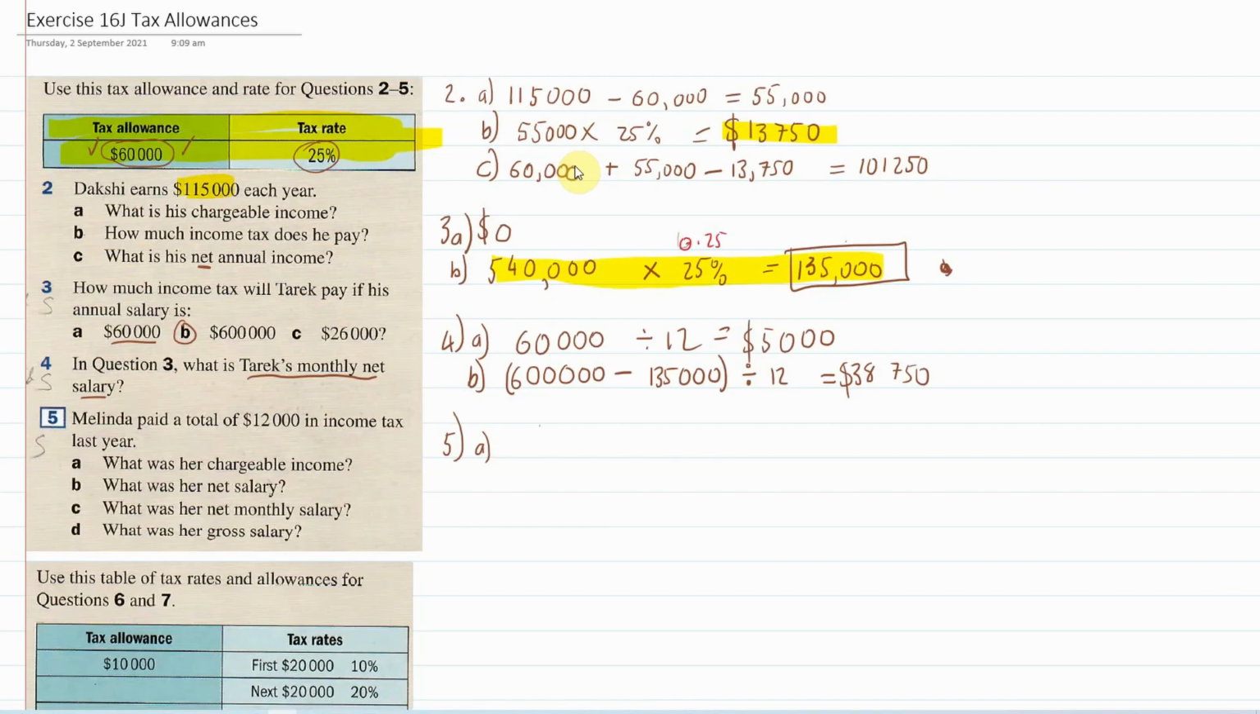So we could do it by dividing or timesing. So you could divide by 0.25 or times by 4. So I'm going to take this $12,000 that Melinda paid in tax, and I'm going to divide it by 0.25, and that should give me the chargeable income. And in this case, that's going to be $48,000.